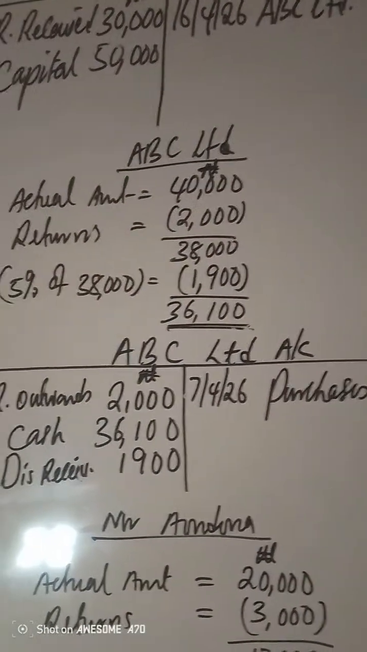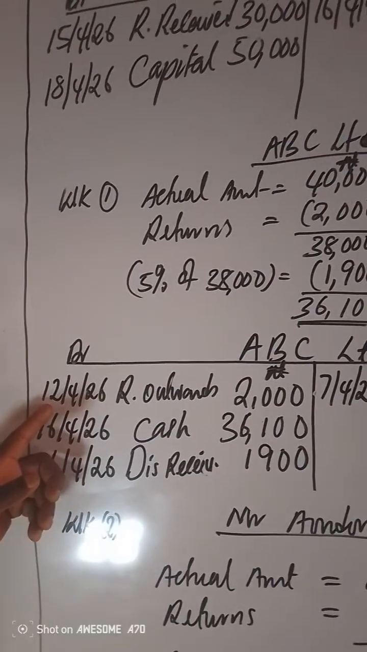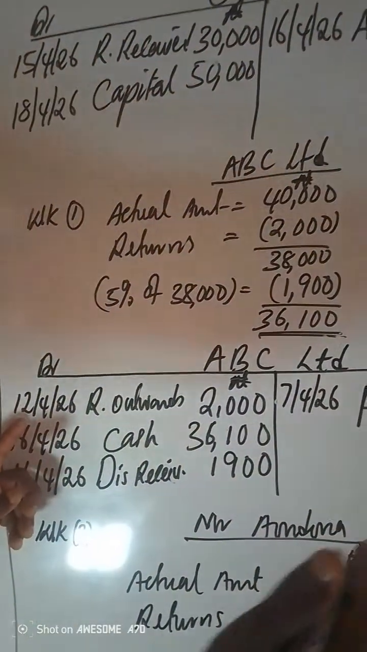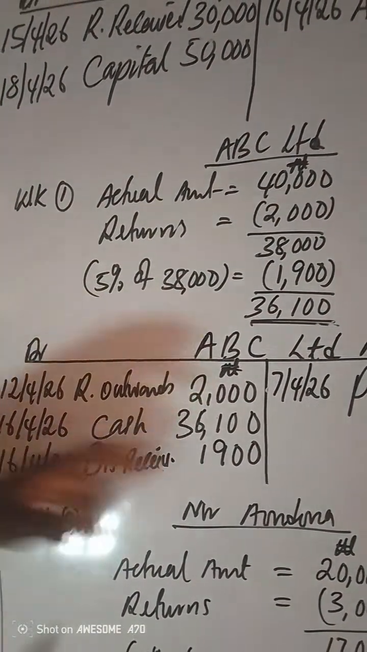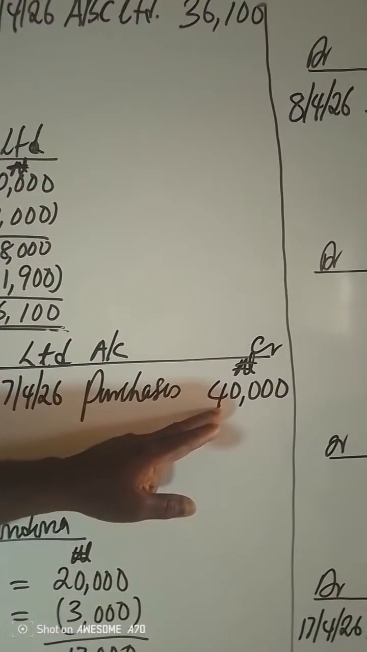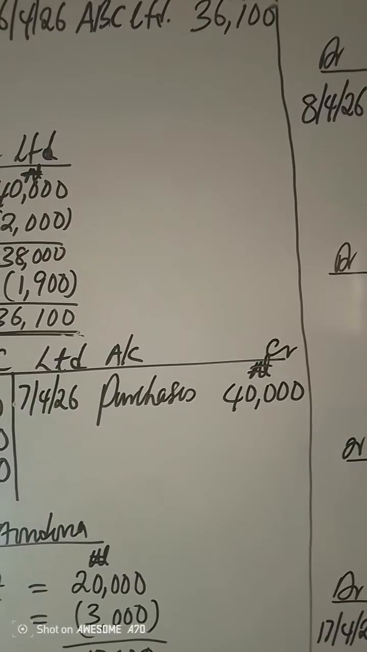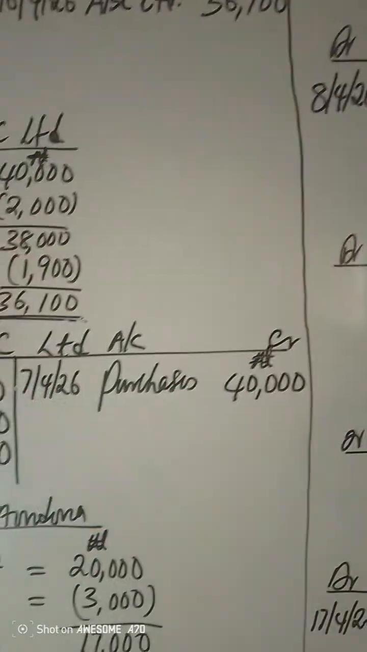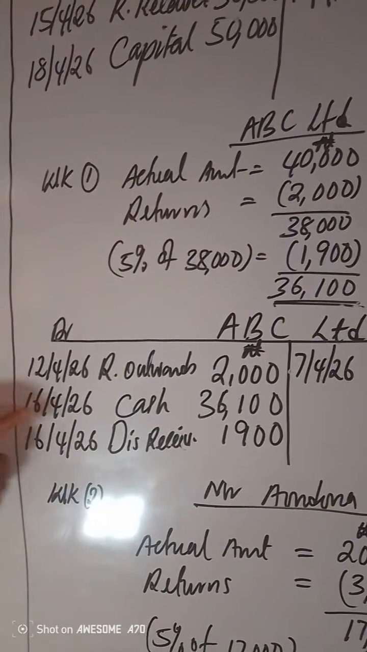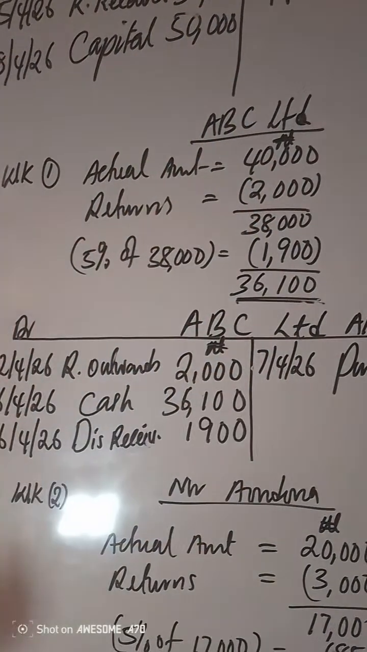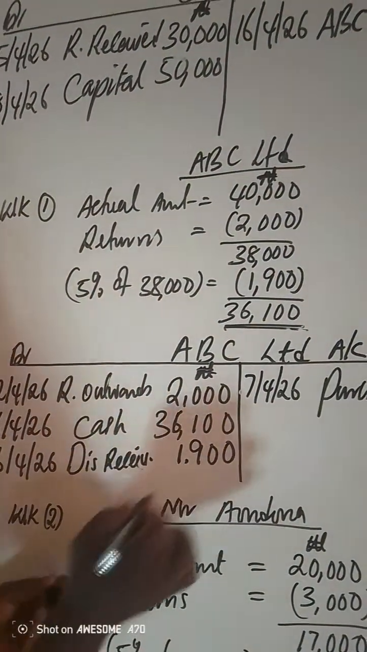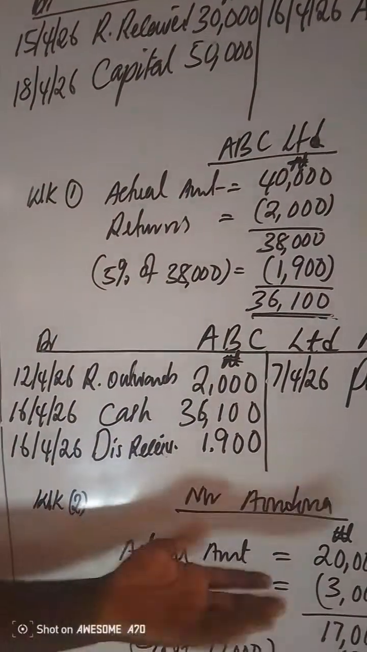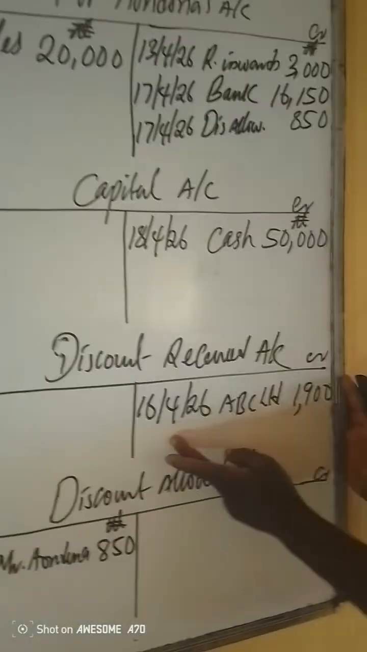This transaction is linked to the previous video, whereby goods were returned to ABC Limited. So return outward was credited, and that is why ABC Limited account is debited as a receiver account. Then look at the purchases that were made from ABC Limited, which were on credit, when purchases were debited and ABC Limited was credited. Now that there is a payment, ABC Limited is receiving 36,100. Then in the process, there was a discount of 1,900. So this discount becomes what is called discount received. Discount received is revenue. You come and credit your discount received account because it's a giver account.